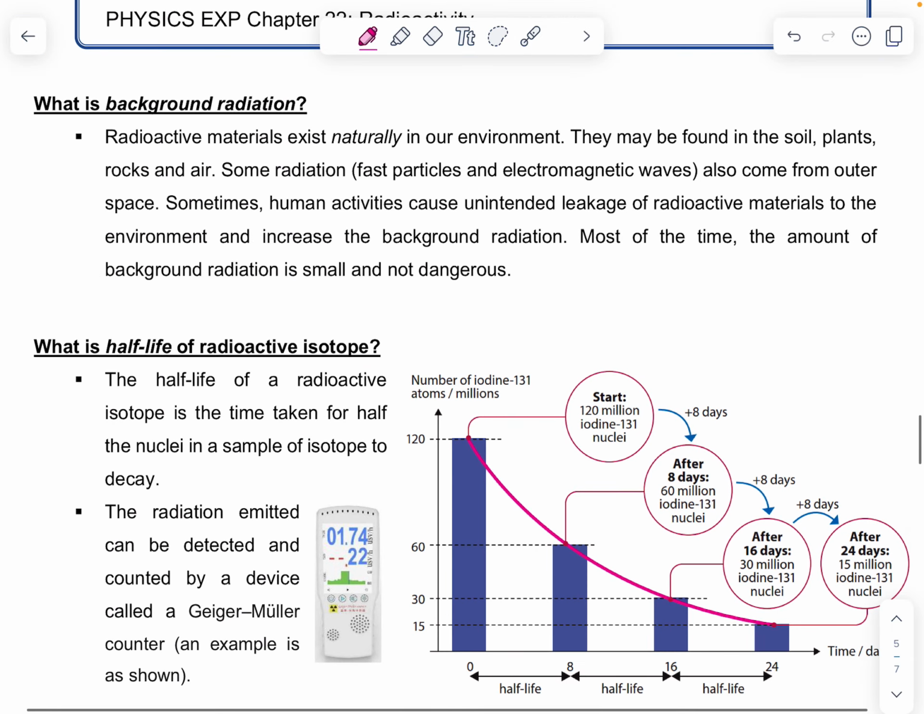What is background radiation? Radioactive material exists in our environment. They can be found in soil, plants, rocks, and air. And they actually do produce background radiation. However, most of this radiation is small and not dangerous.